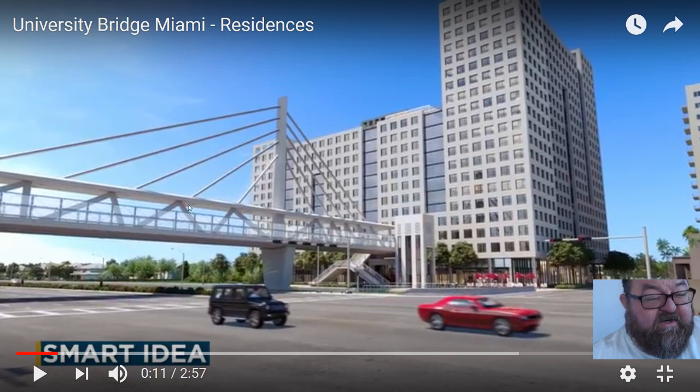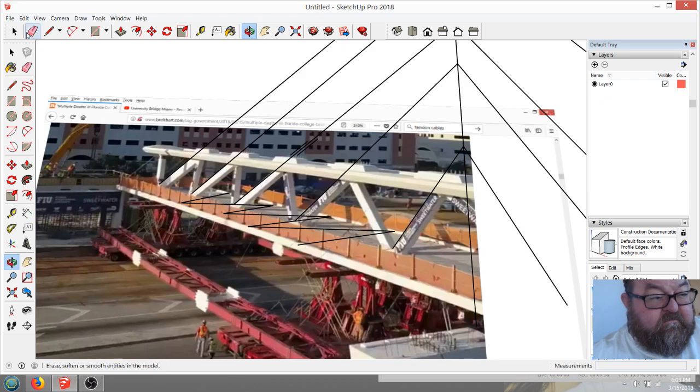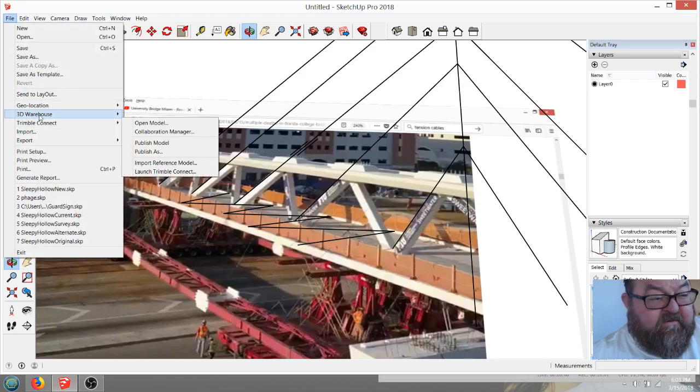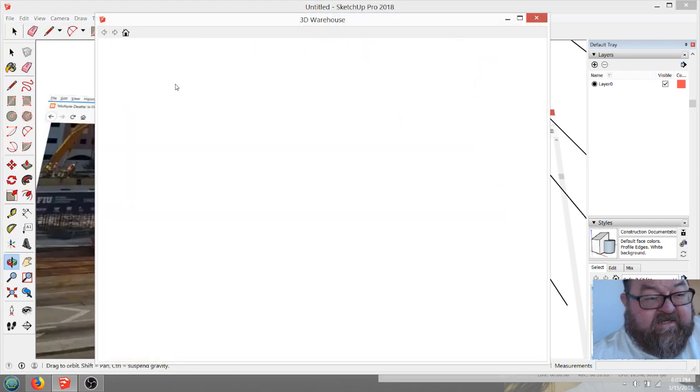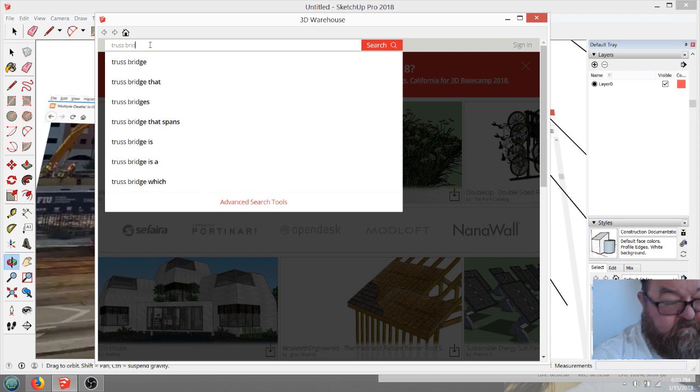So when you set this bridge up here without the cables, the dynamics are different, the way this is designed. If it had just been designed as a truss bridge, it will support its own weight because of the fact that it's a truss bridge. Let me go see if I can find one in SketchUp. Let's go up here to 3D Warehouse. Just type in truss bridge. If I can spell, here we go.